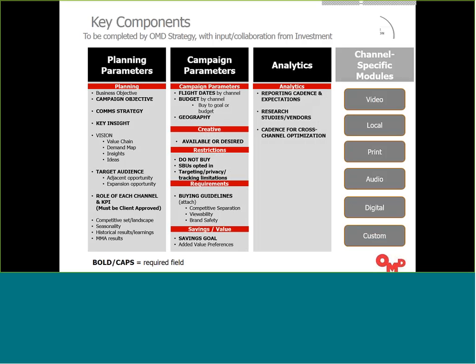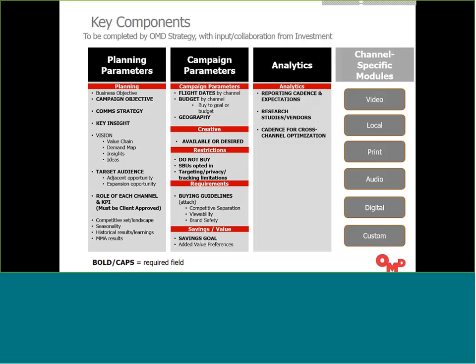I do want to stress that identifying the role of each channel, as well as how success will be measured using a KPI, is critical for this brief because we want to ensure that as teams are going out into the marketplace, we know what we want to accomplish and how to achieve success. And we also want to ensure that clients are aligned to that approach as well. So that's why we are stressing that the role of each channel and KPI should be client approved.